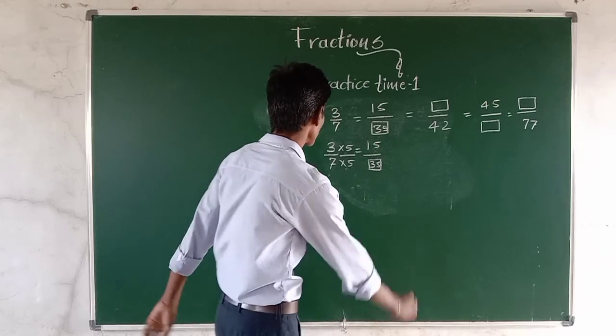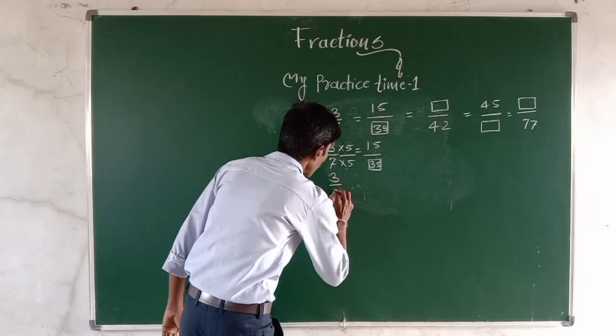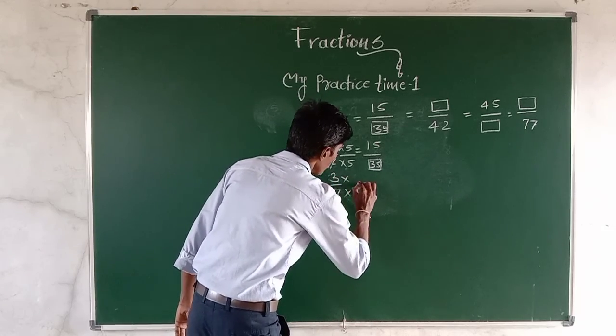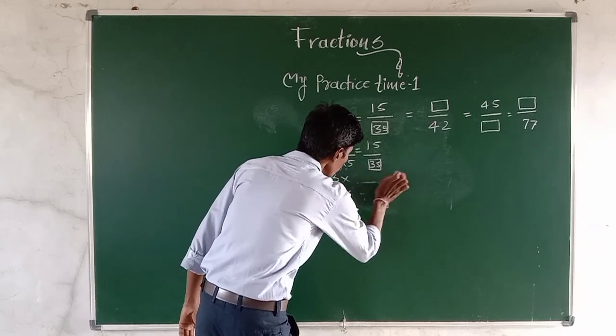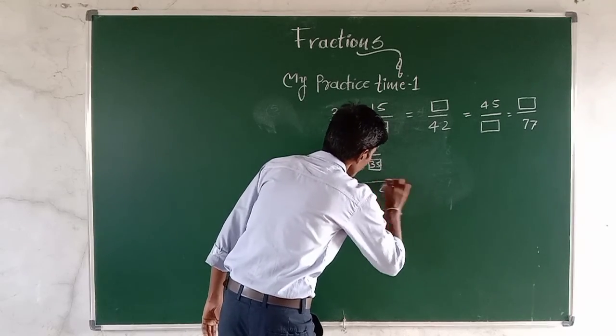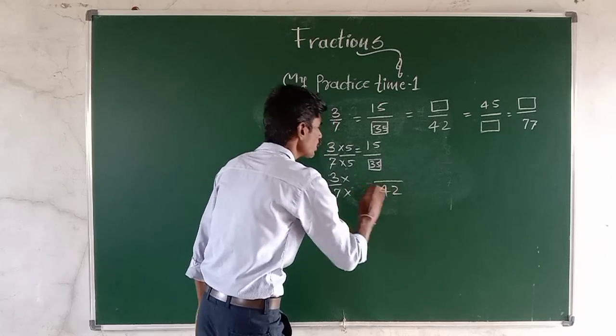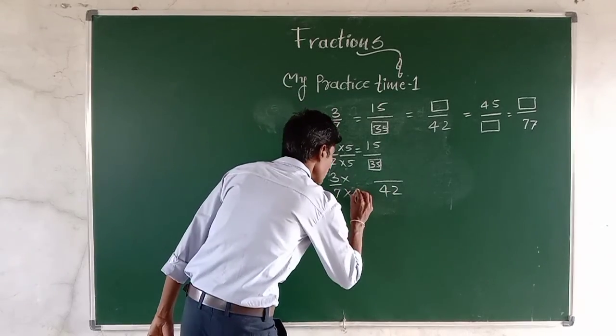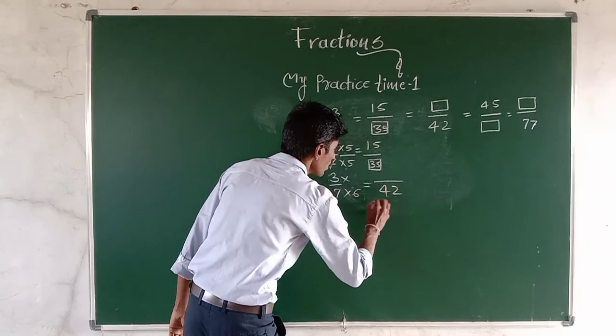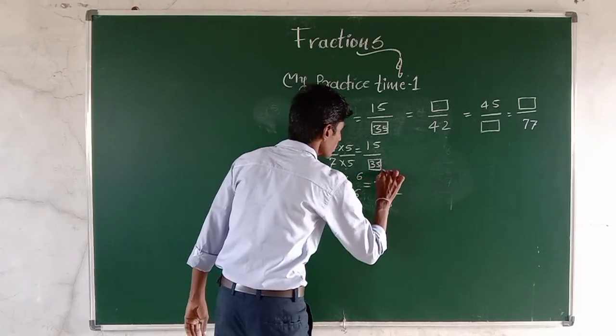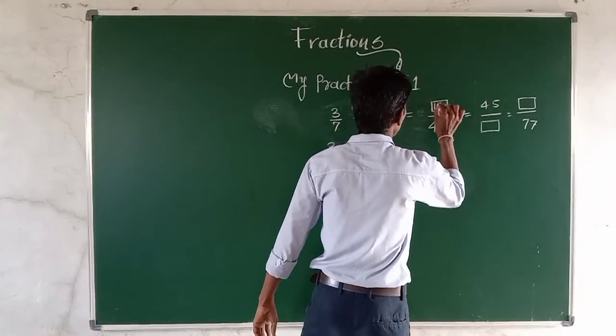Again 42: 3 by 7 is equal to something over 42. How does 42 come? 7 into 6 is 42. So 3 into 6 is 18. So there will be 18.